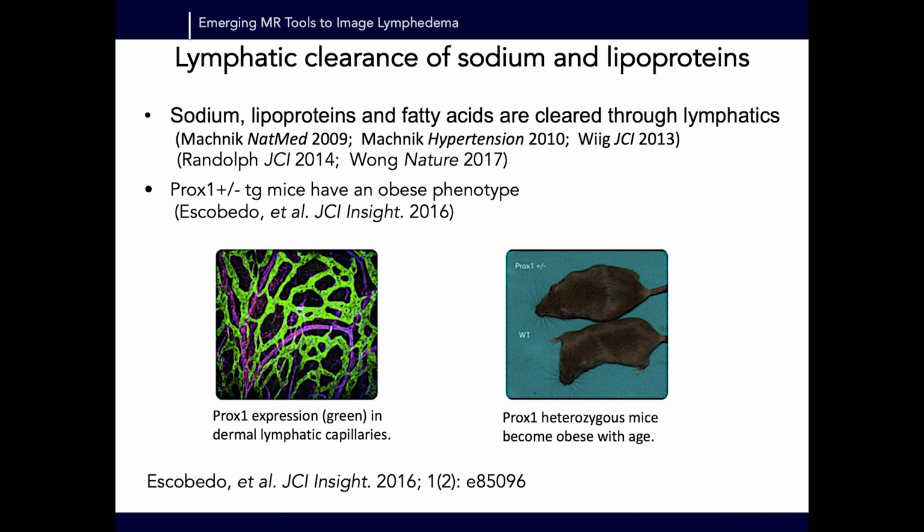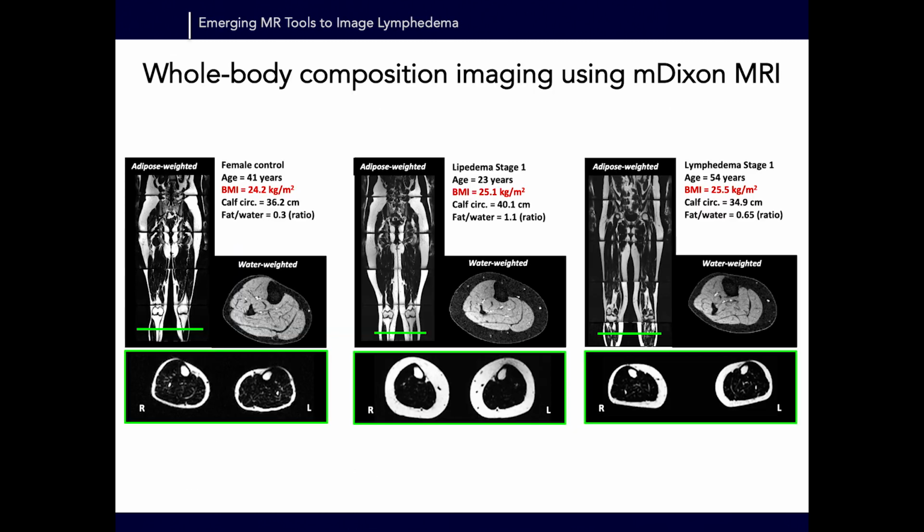So what we're interested in looking at now is whether we can measure these things in vivo as well and get more information on the mechanism of why different patients, sort of what the link is between fat, lymphatics, and possibly sodium as well. And so we do whole body fat water imaging now. So you heard a little bit about this mDixon method in the last talk.